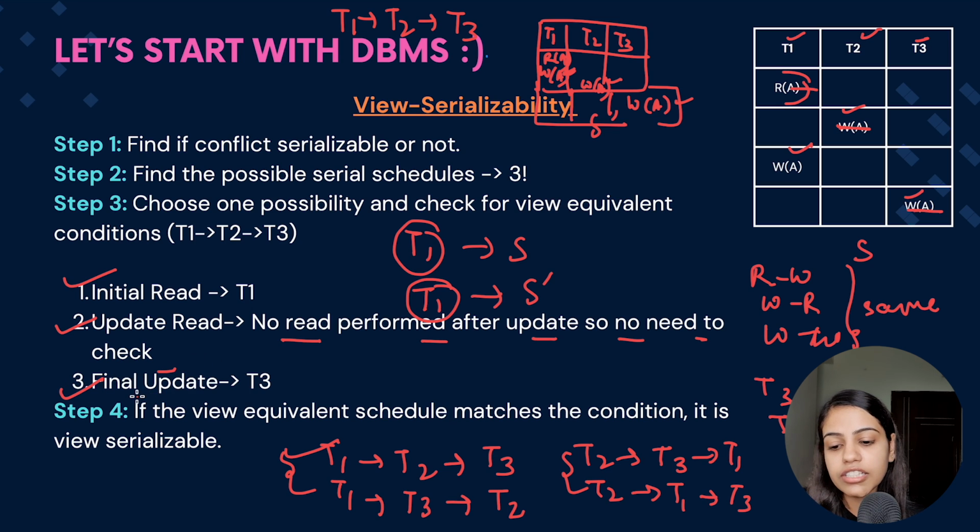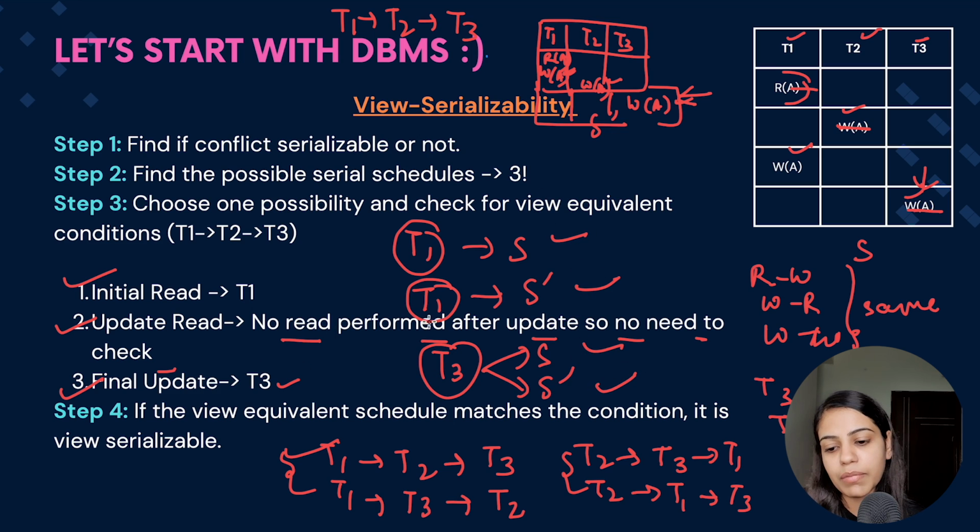Now coming to the third condition, that is final update. Let's see what the final transaction is where the value of A is getting updated. Here, T3 is the final transaction where the value of A is getting updated. Now coming to S dash, T3 is again the final transaction where the value of A is getting updated. So the final update is happening on T3 in both schedules S and S dash. Since the initial read is the same, the final update is the same, and update read is not valid here because there is no read happening after the update, S and S dash are both view equivalent. So if the view equivalent schedule matches the conditions, it is view serializable.